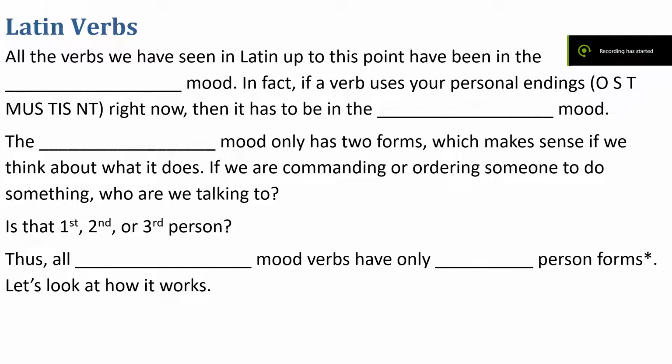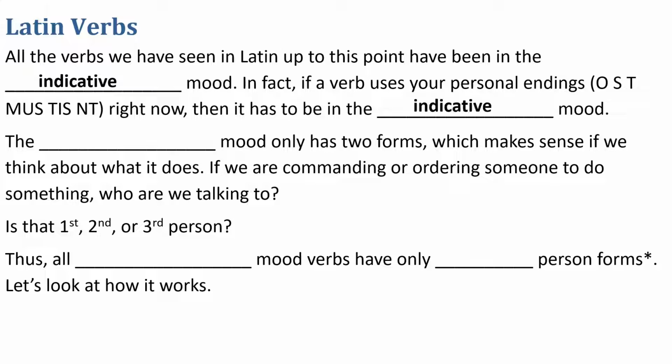Latin verbs. So let's talk about the imperative in Latin. All the verbs we have seen in Latin up to this point have been in the indicative mood. In fact, if a verb uses your personal endings of -o/-m, -s, -t, -mus, -tis, -nt right now, then it has to be in the indicative mood. The imperative mood, in fact, only has 2 forms, which makes sense if we think about what it does.